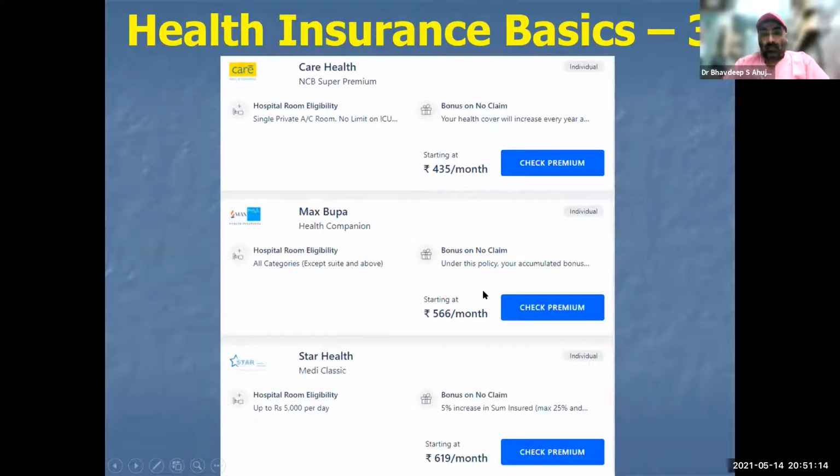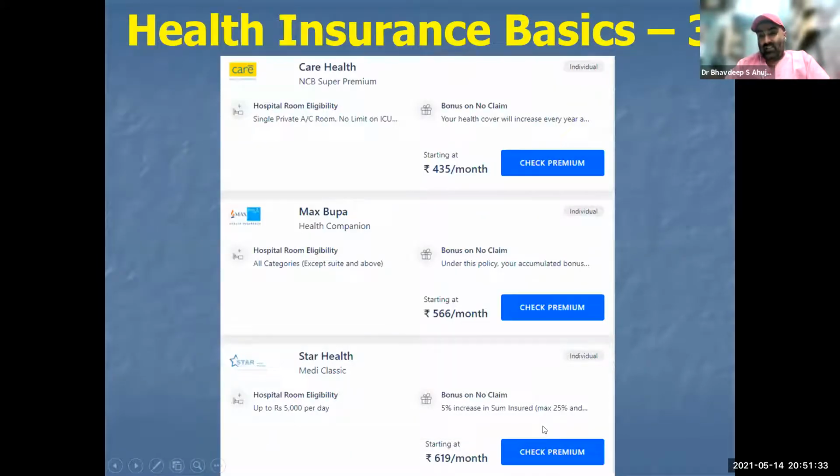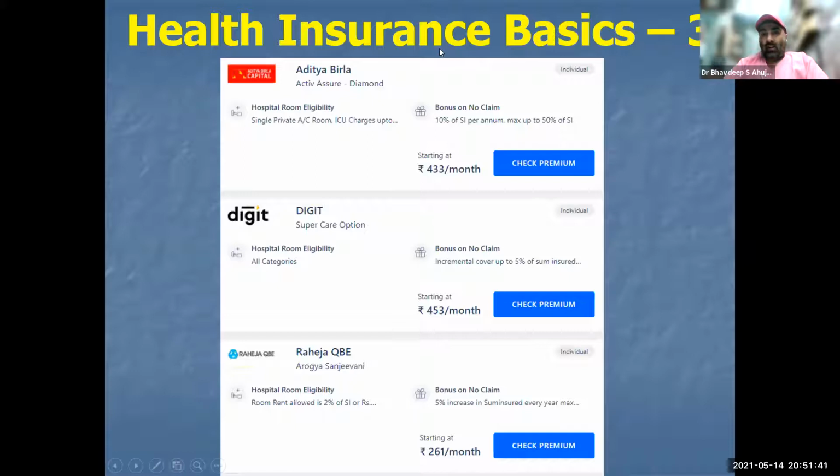Niva Bupa Health Companion, all plans starting at 566 per month. Hospital room eligibility, all categories except suite and above. Star Health MediClassic, your room eligibility up to 5,000, starting at 619 per day. Even in this, there is a 5% increase in sum insured under the NCB. So they won't give a cashback, they'll increase the sum assured, as I showed you the chart yesterday night. So Aditya Birla Active Assure Diamond, Digit Super Care. These are the shortlisted plans by me, which you might find suitable.